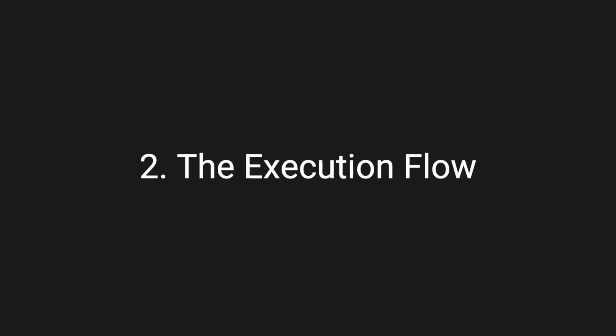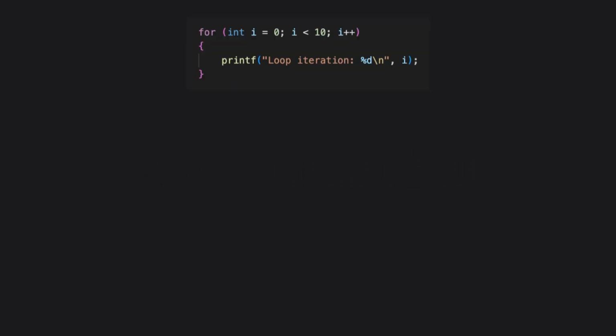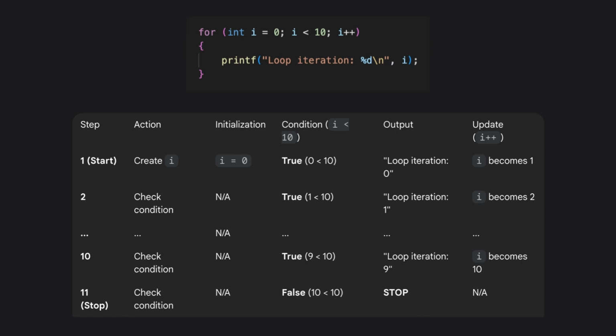Second, the execution flow. Let's trace the loop above. Step 1, start. Action, create i, initialization. Assign 0 to i. Condition, true, 0 is less than 10. Output, loop iteration 0. Update, i increases by 1, i becomes 1.